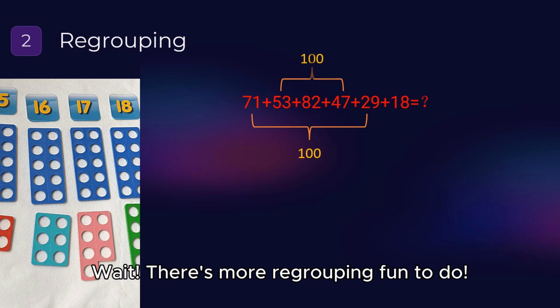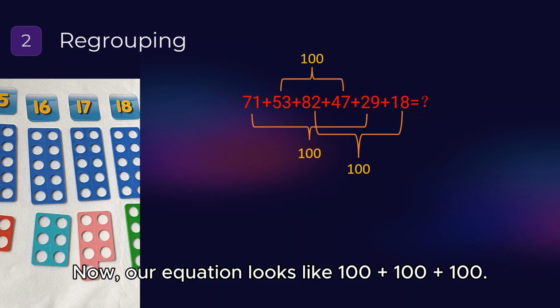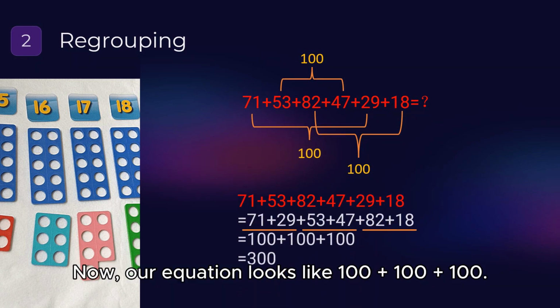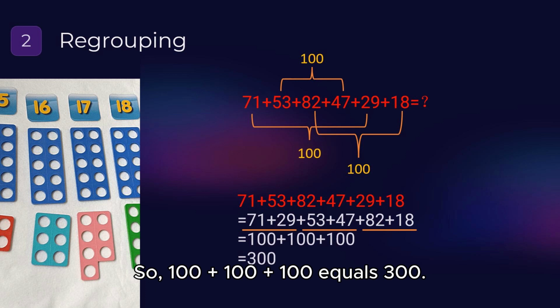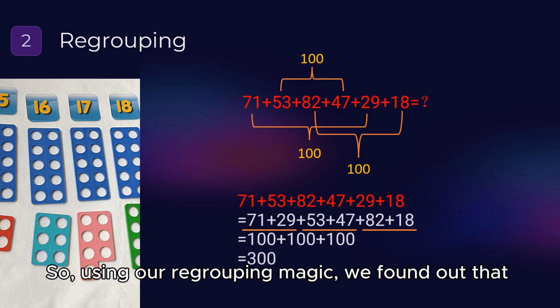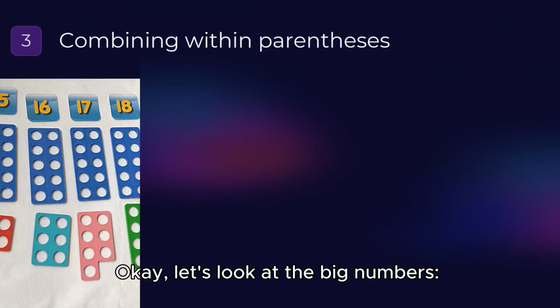Wait, there's more regrouping fun to do. Let's look at 82 and 18. Amazingly, they also add up to 100. Now, our equation looks like 100 plus 100 plus 100. And now, we can add those hundreds together. So, 100 plus 100 plus 100 equals 300. So, using our regrouping magic, we found out that 71 plus 53 plus 82 plus 47 plus 29 plus 18 equals 300.